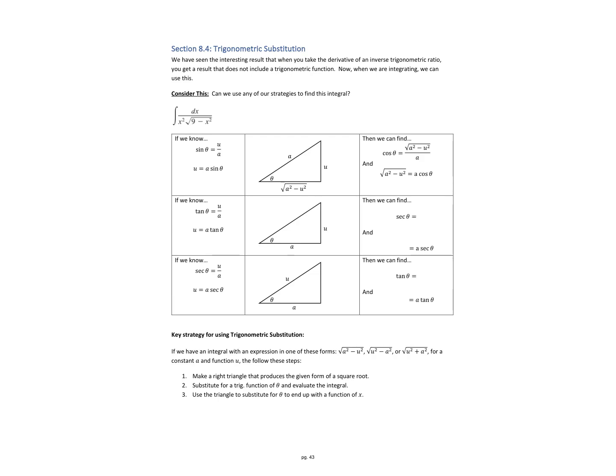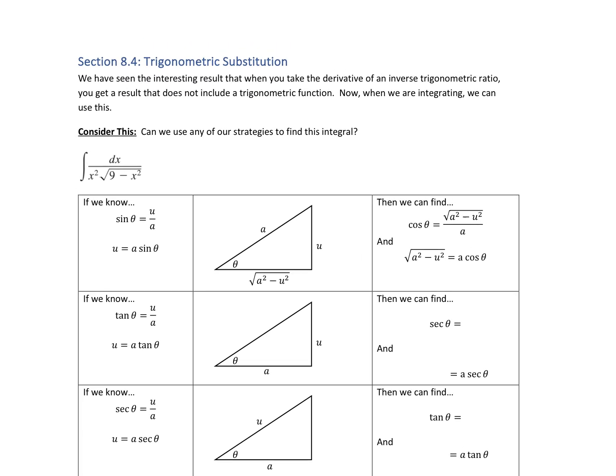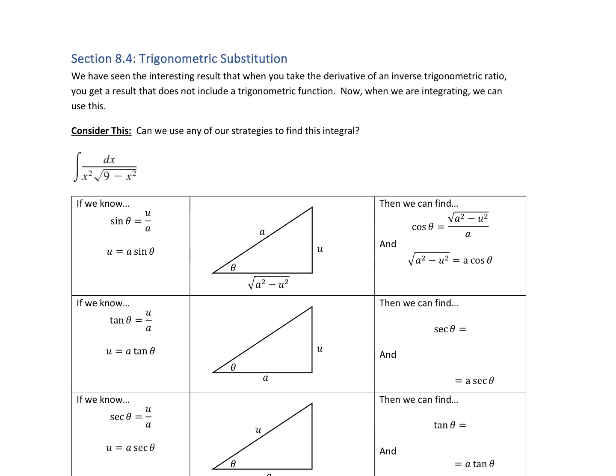Now, what happens when we don't have trig in the problem, but the integral looks a little familiar to us? Here we have an integral. We've got an x squared, and we've got the square root of 9 minus x squared. So this 1 over square root of 9 minus x squared should look a little familiar. That reminds us of the derivative of arc sine.